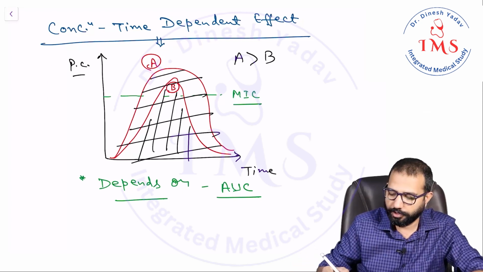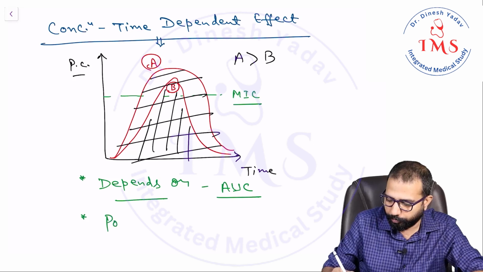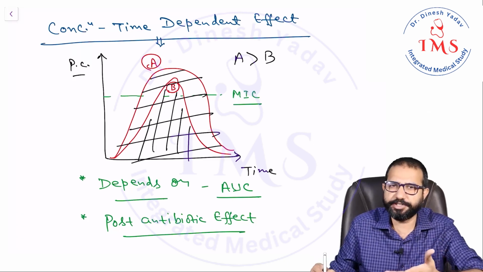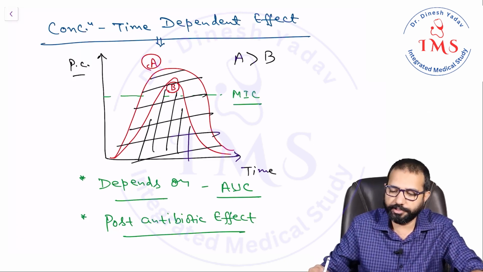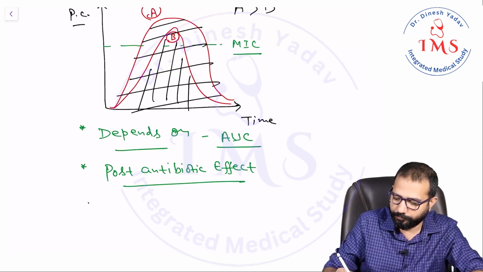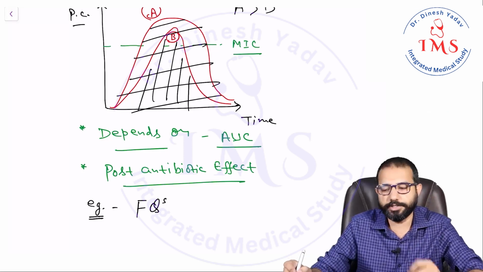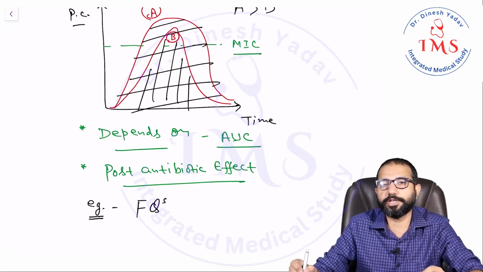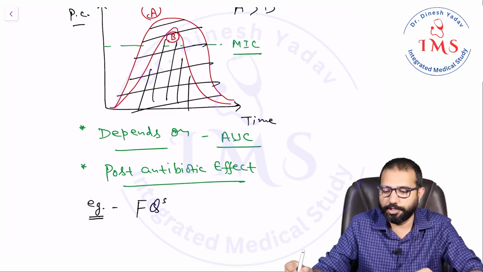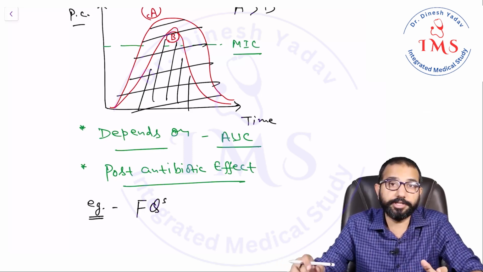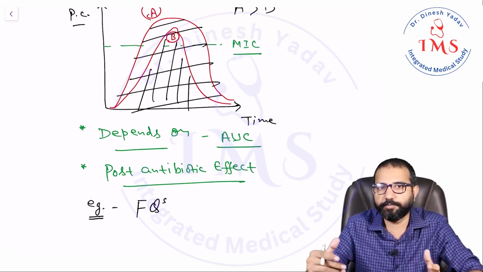And remember guys, in this also post-antibiotic effect will be there, again because concentration dependence is there. What is the example for this? The example for this is fluoroquinolones. So quinolones, fluoroquinolones like ciprofloxacin, levofloxacin. They have the concentration and time dependent effect both. So this is an important thing in the antimicrobial agents before starting the classification.